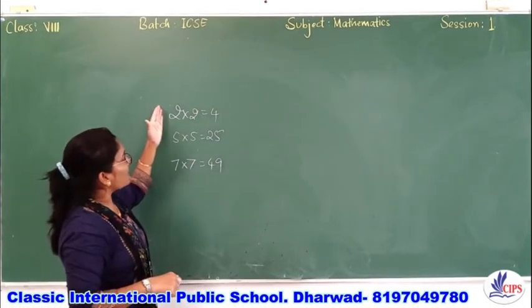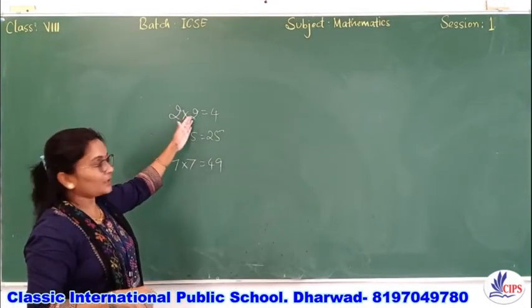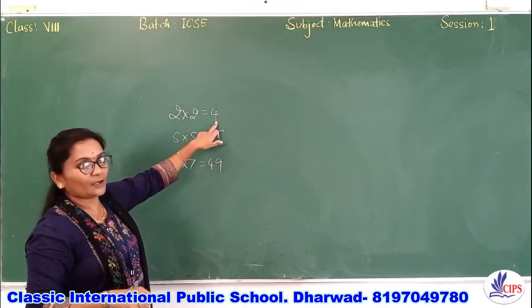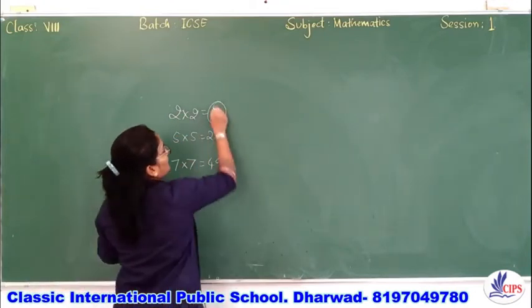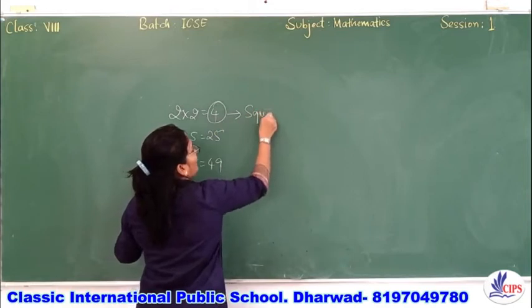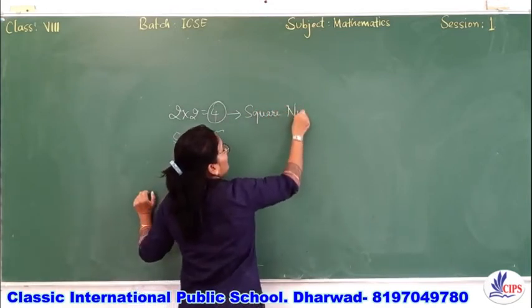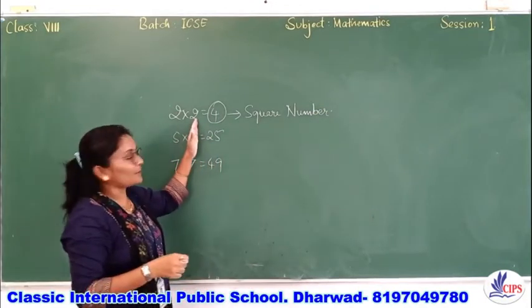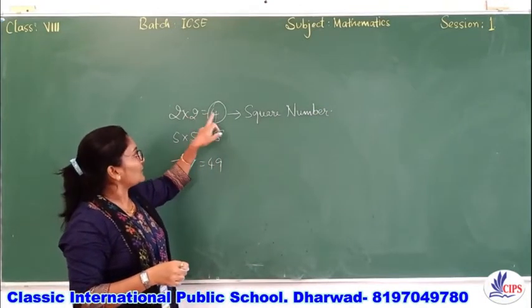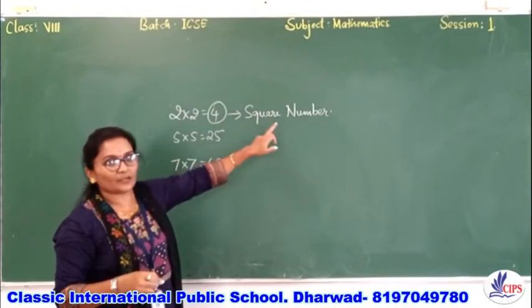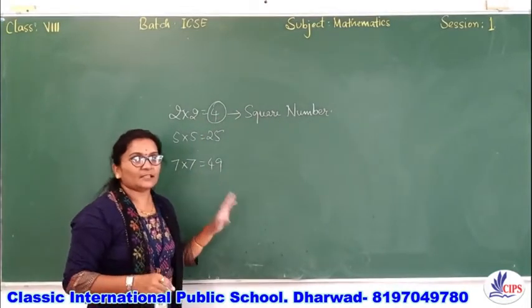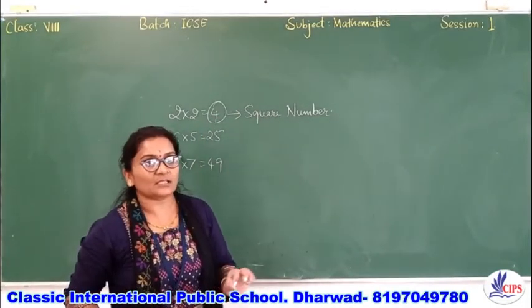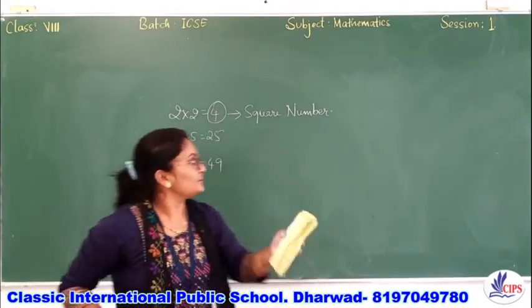So when a number is multiplied by itself and the product that we obtained, that is called a square number. What is it? It's a square number. When a number is multiplied by itself and the product is obtained, that is called a square number. So today let us begin the third chapter, that is squares and square roots.